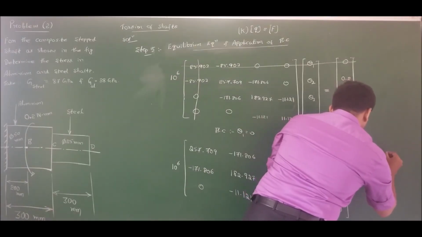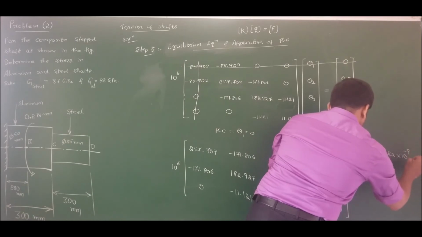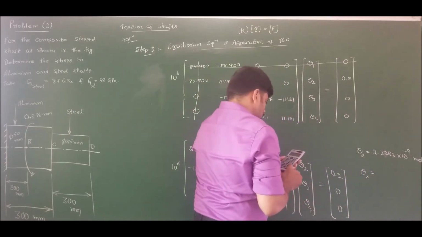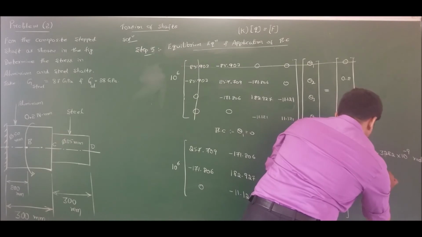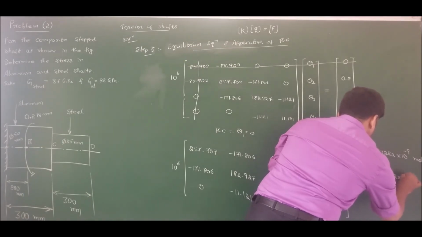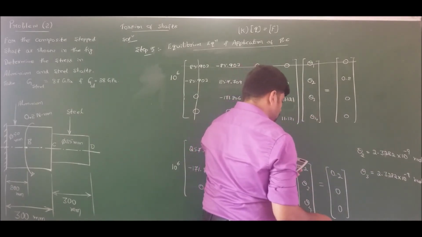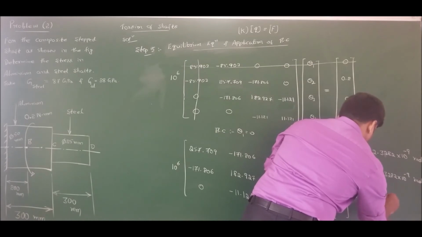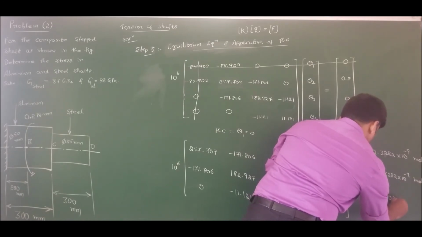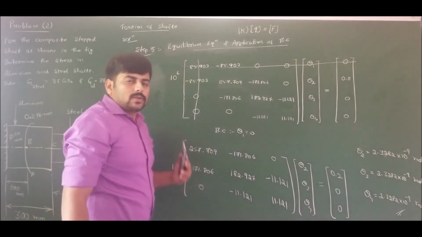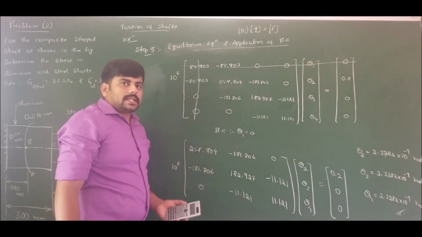If I solve this matrix with equations with 3 unknowns, I am going to get theta 2 is equal to 2.3282 into 10 to the power of minus 9 radians. And the value of theta 3 is also same, which is 2.3282 into 10 to the power of minus 9 radians. The value of theta 4 is also same, which is equal to 2.3282 into 10 to the power of minus 9 radians. This completes the nodal variables required for the given problem.